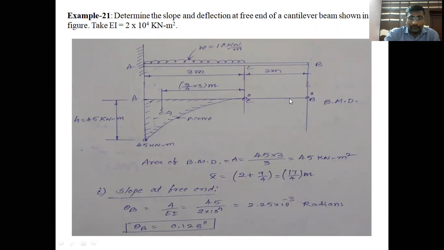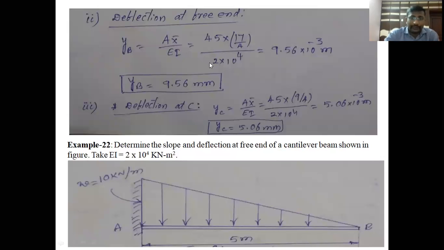If you want to find the deflection at point B, you have to take the distance between the CG and that point B. So 45 into 17 by 4 by EI, where the value of EI is 2 into 10 to the power of 4. Then we will get 9.56 into 10 to the power of minus 3 meters. We get the deflection, the vertical displacement, in meters. If you convert into millimeters, it is 9.56 mm, that is, the deflection of the beam at the free end is 9.56 mm.